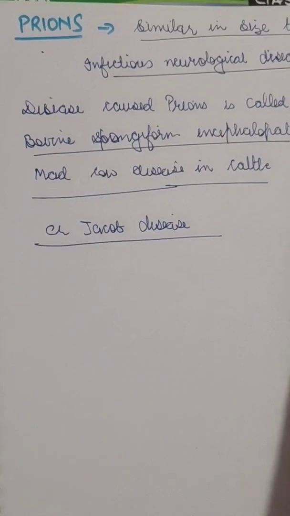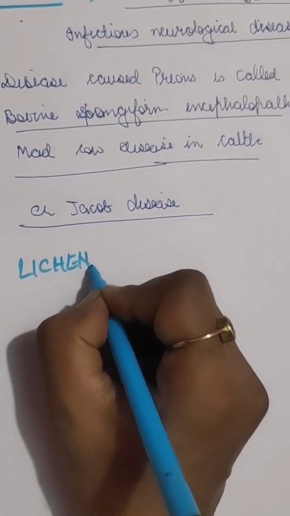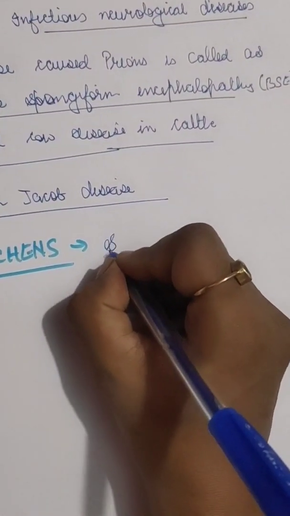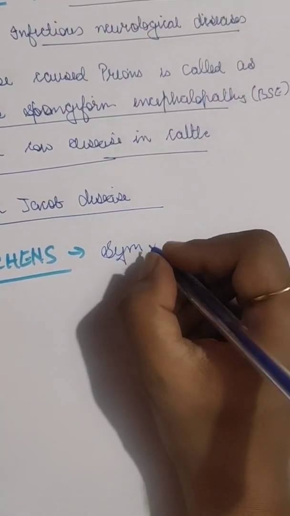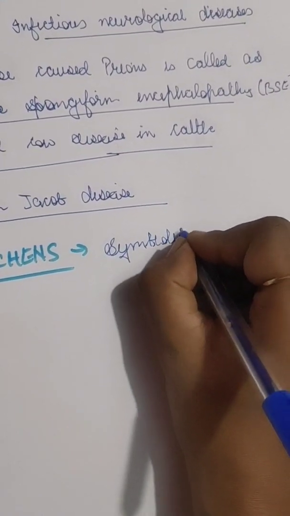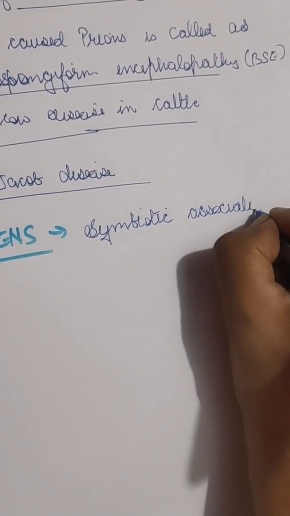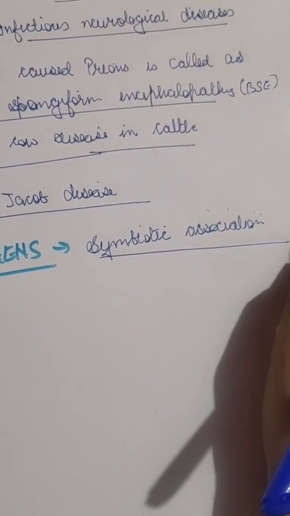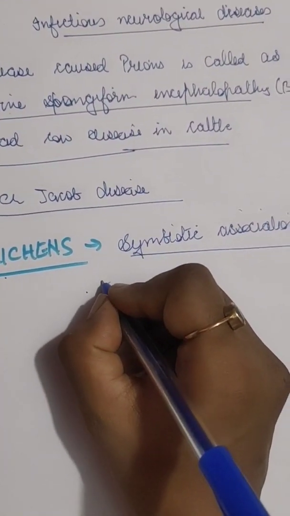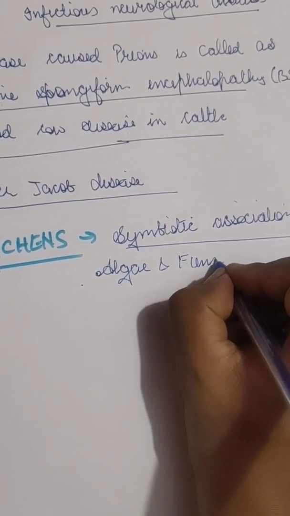So the last topic of the chapter is lichen, and we have already studied about lichens. Lichens are a symbiotic association. Symbiotic means in which two organisms are mutually benefited, or either one is benefited. So it's a symbiotic association of mutual benefit. Lichens are combinations of algae and fungi.